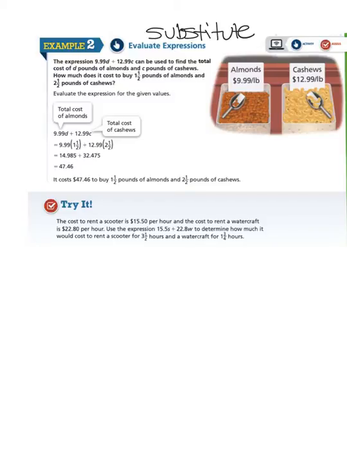Okay, remember, substitute means to put something in place of something else. All right, so we know that almonds is going to stand for D, and cashews we are going to call C. All right, so they have given us the algebraic expression in the problem. Right here is our expression. And we are going to, like I said, substitute to evaluate.